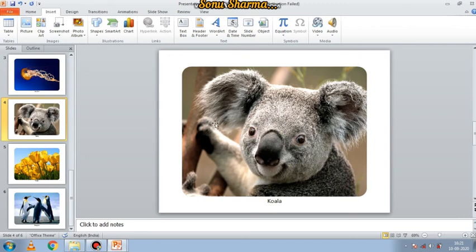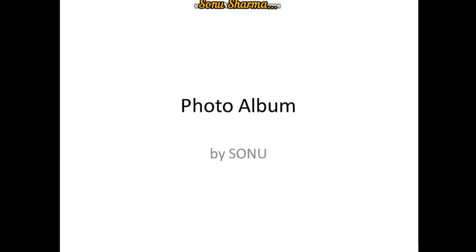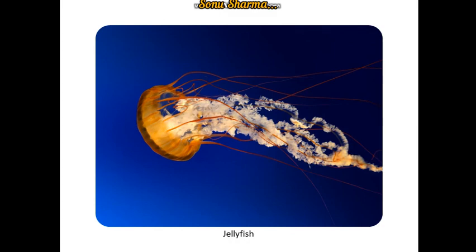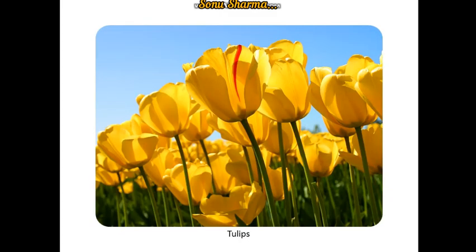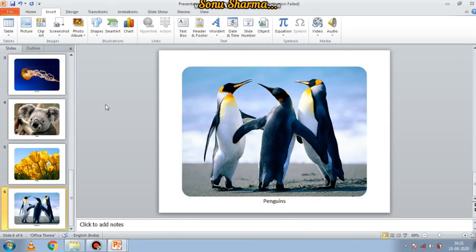So in this way you can create any photo album. Understood? It is very interesting. And how to play this presentation? Click on F5, then it will play the presentation in full screen. Now see it is coming like this: Jellyfish, Koala, like this, Tulips, Penguins. And if you want to exit, then click on Escape. So in this way you can create a photo album. For today this much is sufficient, I think. So practice everything here and read the chapter carefully. Okay, thank you.